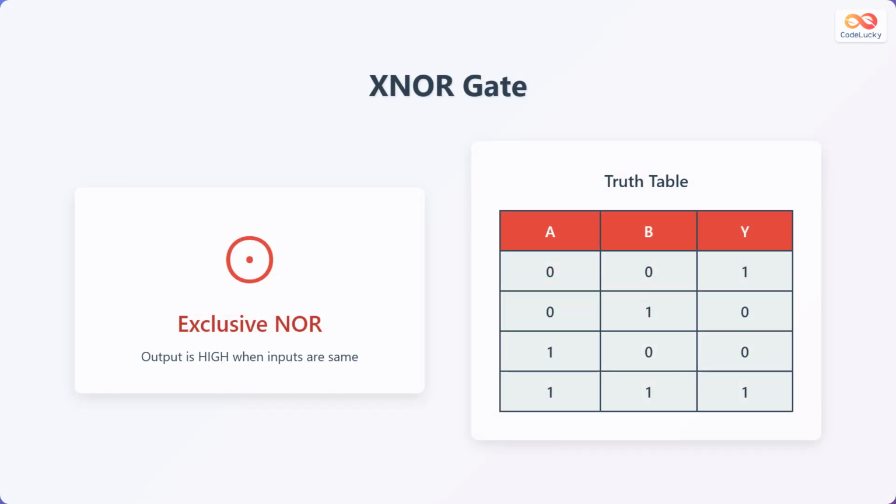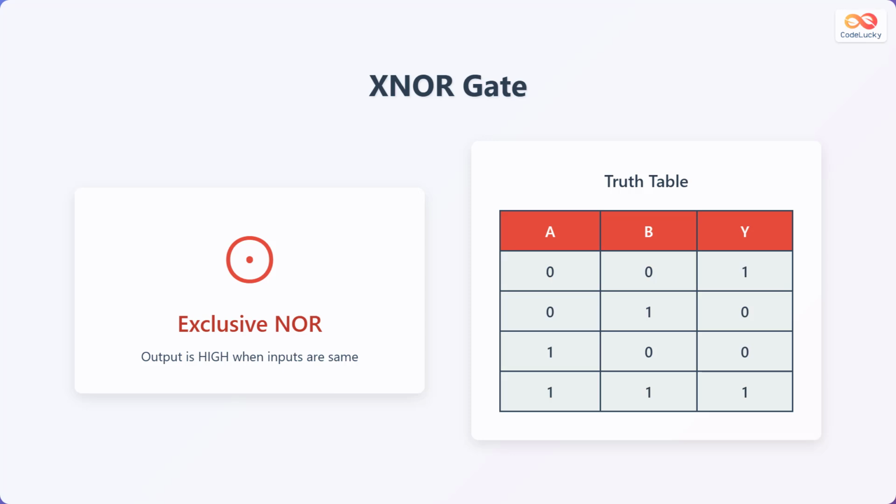Now let's take a look at the XNOR gate, also known as the exclusive NOR gate. The symbol for the XNOR gate is a circle with a dot inside. The defining feature of an XNOR gate is that its output is high, or 1, only when its inputs are the same. Now let's understand this using the truth table.